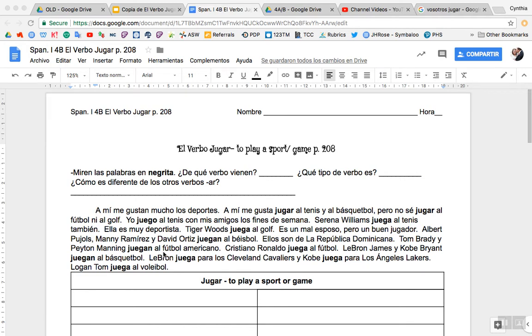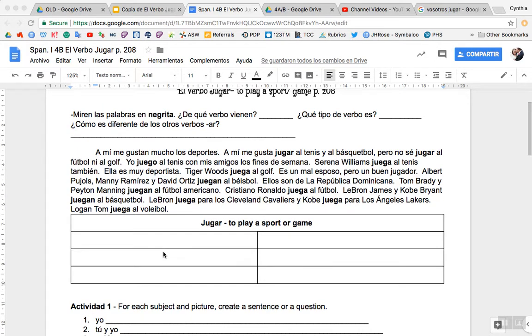All right, we're going to talk about the verb jugar. Jugar, to play a sport or a game. So, if I was teaching this in class instead of here on this video, I would ask you to look at this paragraph here. Miren las palabras en negrita. So look at the words in bold.